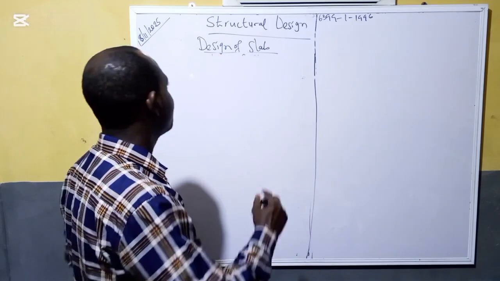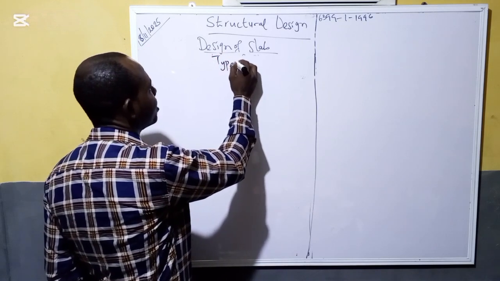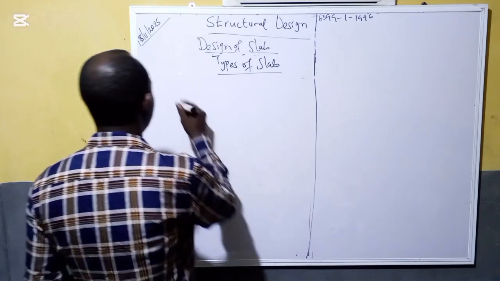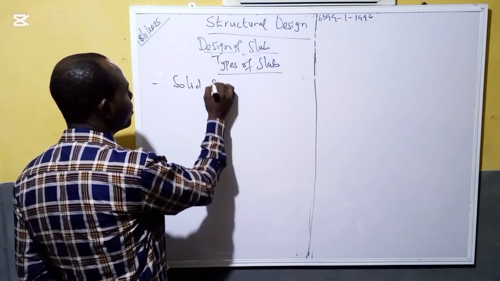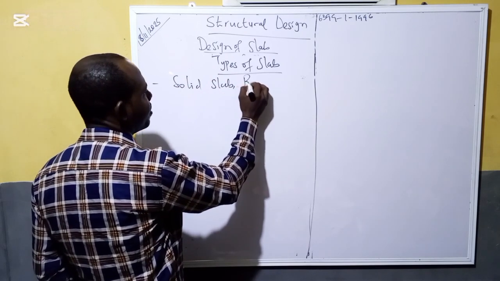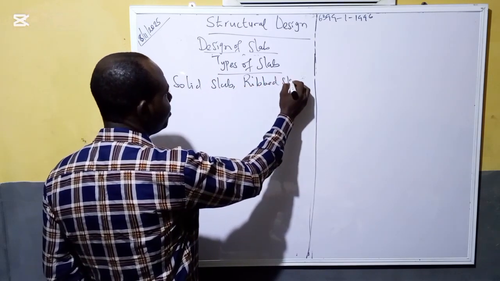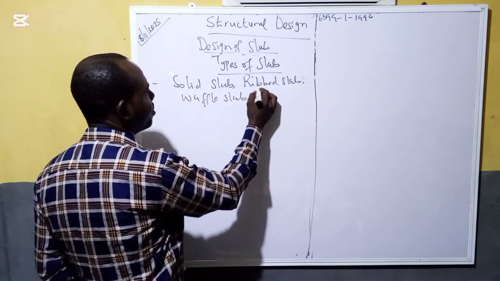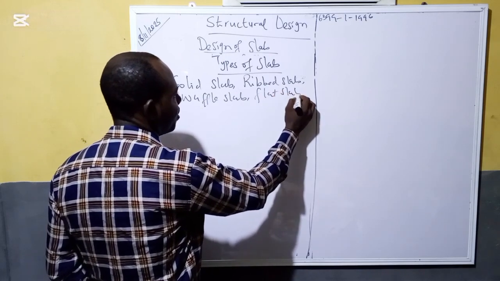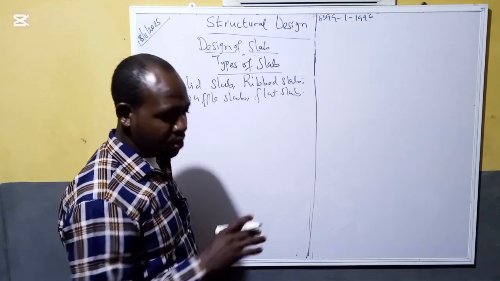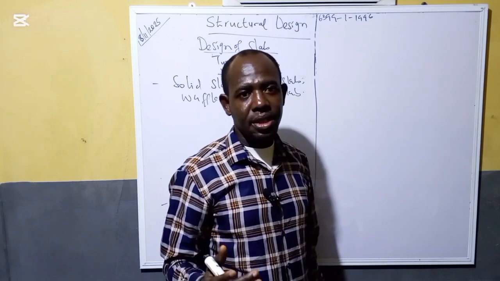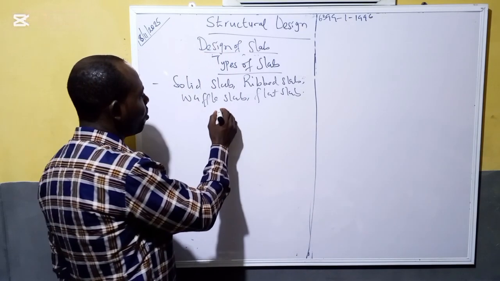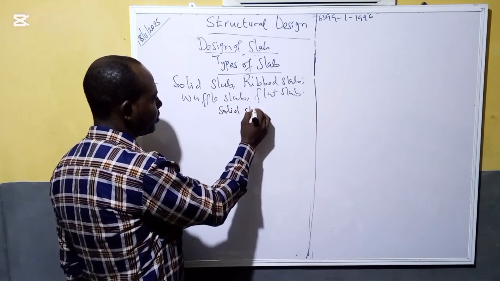Before I delve into design, I want to talk about the types of slab that we have, and you have to be familiar with them. We have solid slab, roof slab, waffle slab, and also flat slab. Each type of slab has its own method of design, but the most common one is the solid slab.